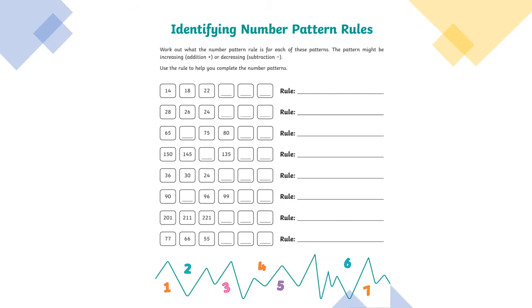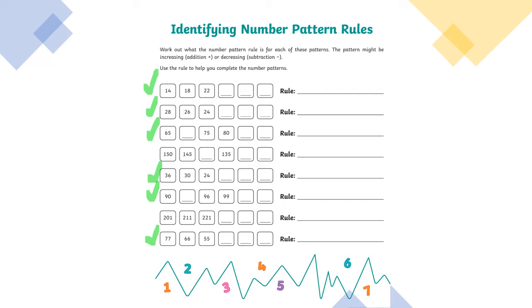So let's look at our work for today. This is the sheet that you should have in front of you, and it says identifying number patterns. The task is to work out what the number pattern rule is for each of these patterns. The pattern might be increasing, which is addition, getting bigger, or decreasing, getting smaller, and that's subtraction. And then you use the rule to help you complete the number pattern.